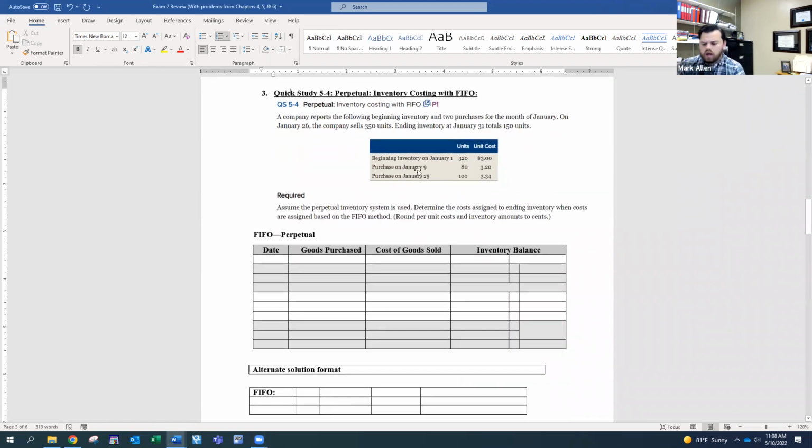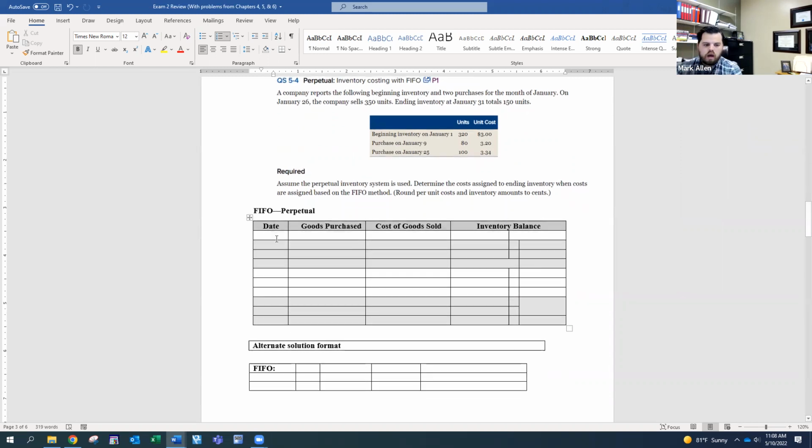Now, for the next problem, we're going to go ahead and look here at perpetual inventory costing with FIFO. So here we go. Our first date we've got is January the 1st. And we see a company reports the following beginning inventory and 2 purchases for the month of January. On January 26th, the company sells 350 units, ending inventory at January 31 is 150.